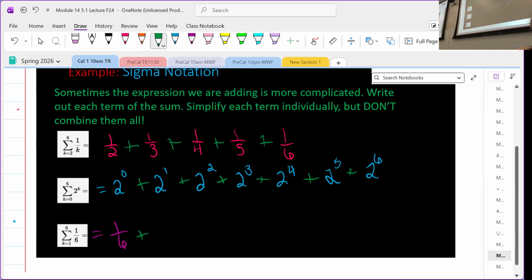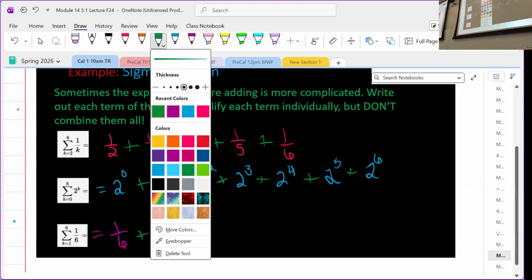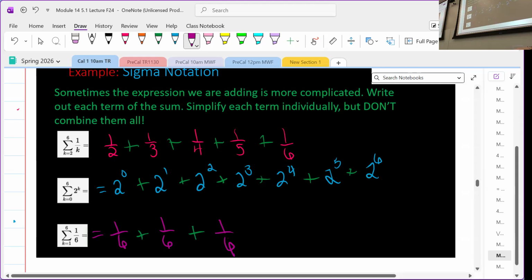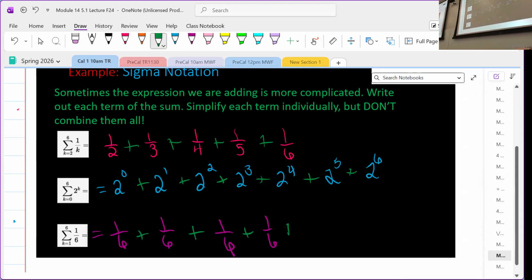plus, now I index. So I've done k equals 1. Now I'm doing k equals 2. I put another 6th. Now I'm doing k equals 3. I put another 6th. K equals 4. I put another 6th. Plus 5th term plus 6th term.